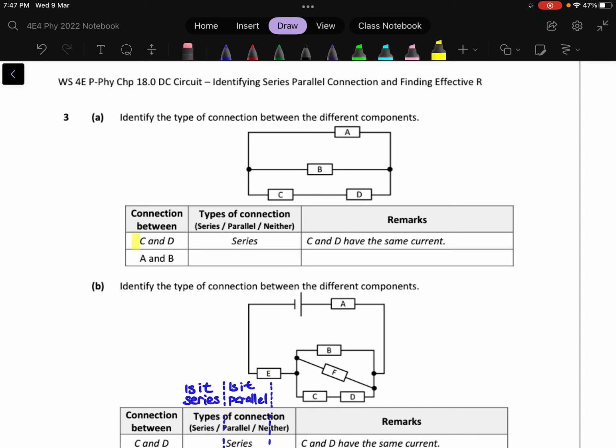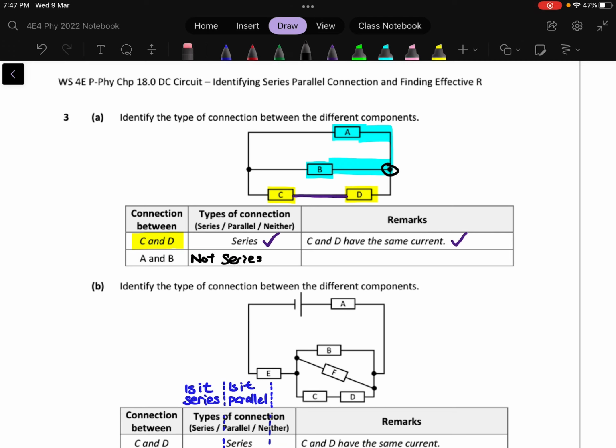So for example, now the question is asking you what type of connection is between C and D. C is here, D is here. There is a singular path with no junction on the singular path, so it is in series. And what we can deduce from there is that the current through C and D are the same. So how about A and B? A and B, definitely they are not in series because you can see that there's a junction here. So we say that this is not series.